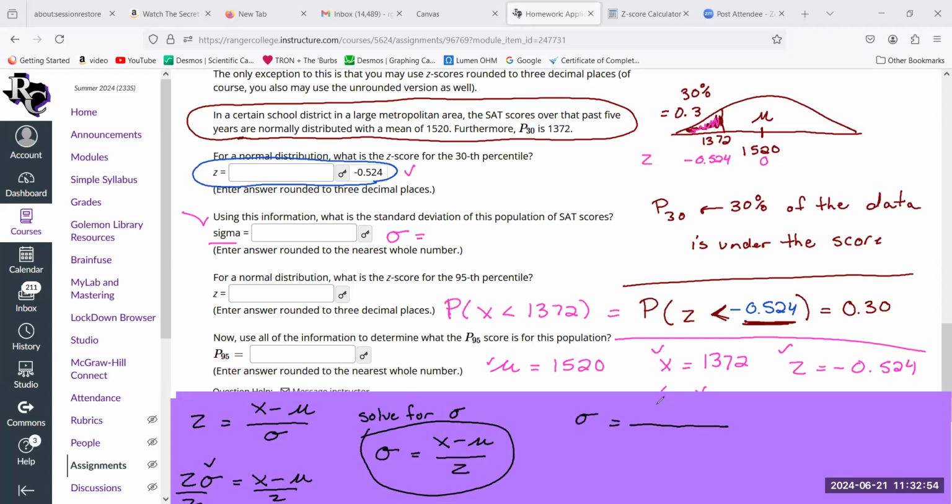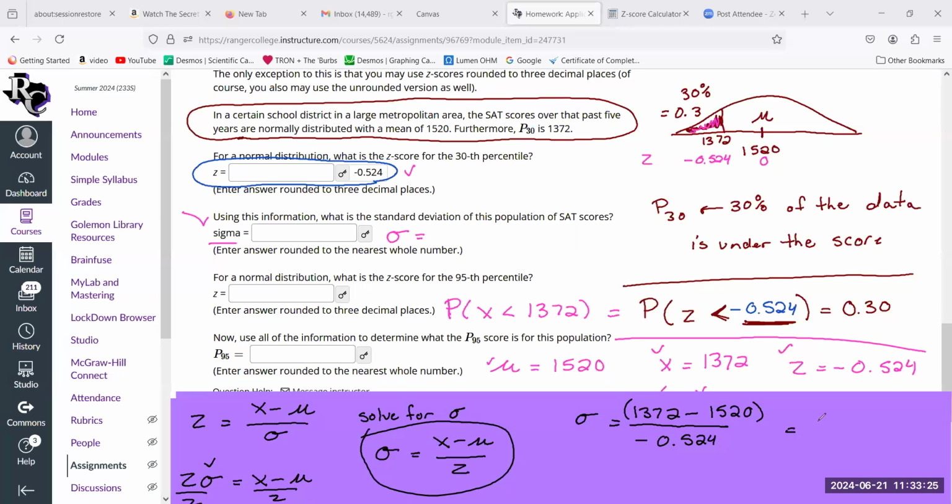So we have our information. We know X is going to be 1,372. We know that mu is 1,520. And we know z is negative 0.524. Yes, I said that wrong for a second. If you put this in your calculator, make sure you put parentheses around the top, or it will not do your sigma correctly. You'll not get the correct sigma.